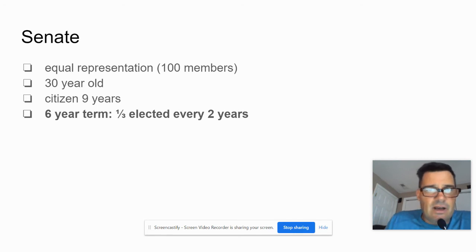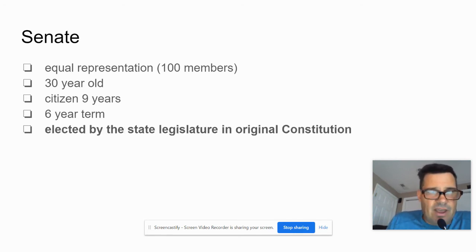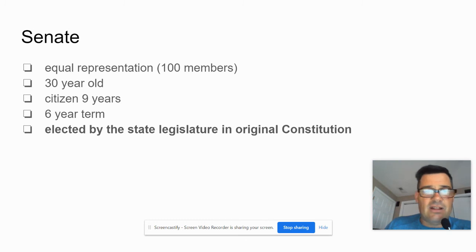So every 2 years. They are elected by the state legislature in the original Constitution. So the House is elected by the people, the Senate by the state legislatures, and the president by a body of people selected by the people in each individual state. Notice all these different modes of election. Again, this all goes back to checks and balances, making sure that we don't get so worked up about some issue that we go crazy, elect a bunch of nuts, and then ruin the system.